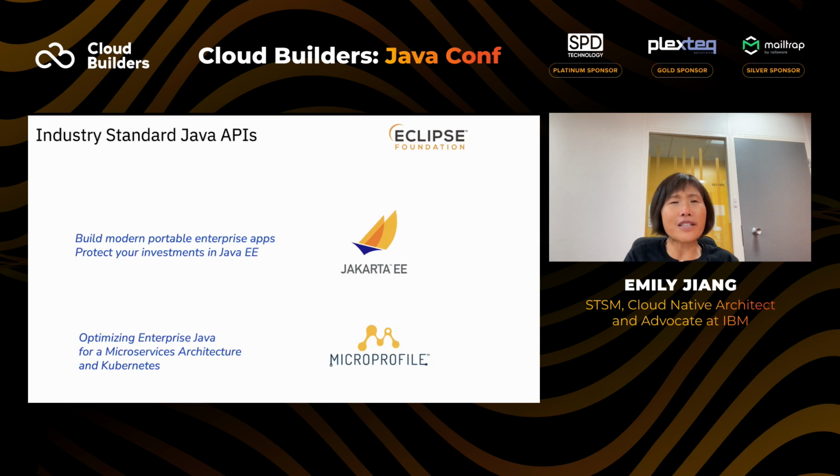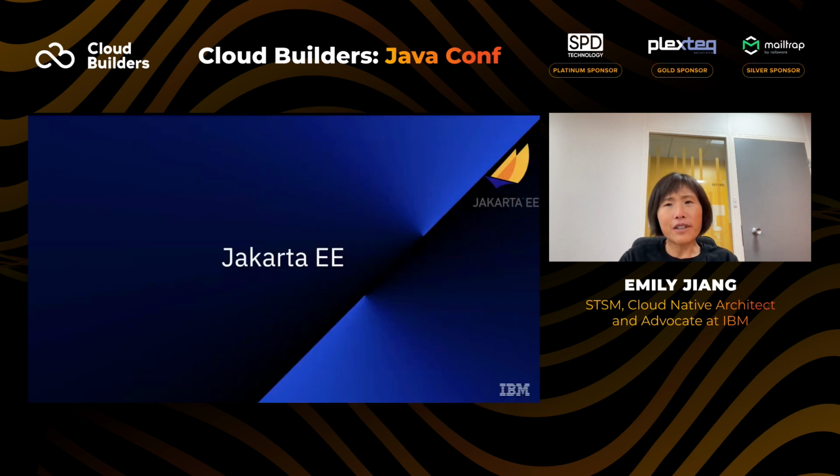So, because this is a Java conference, the most famous open standard is Jakarta EE, and the other open standard is MicroProfile. Jakarta EE plus MicroProfile is pretty much all the standard you will need for building your Java-based cloud native applications. Let's quickly take you through what Jakarta EE is and what MicroProfile is.